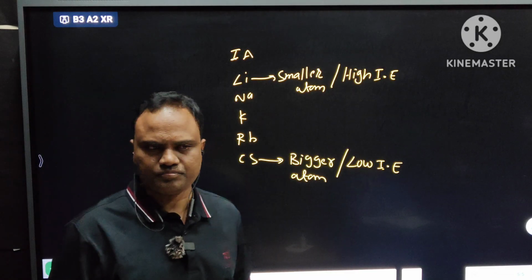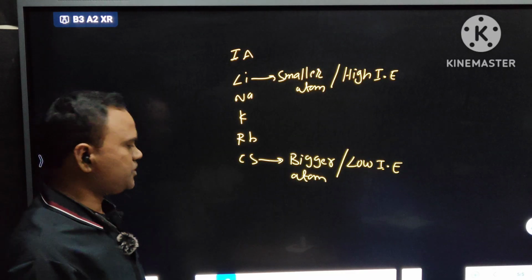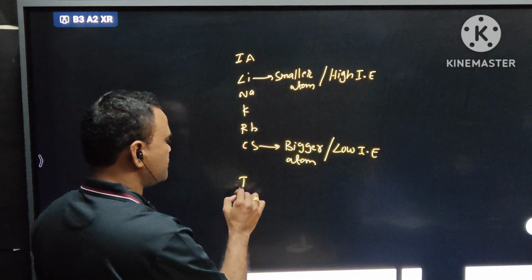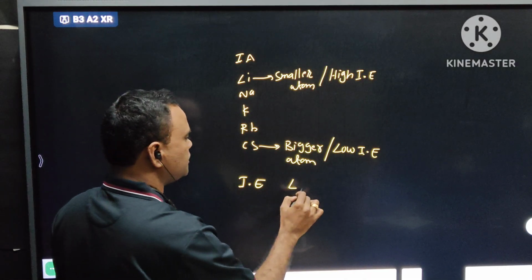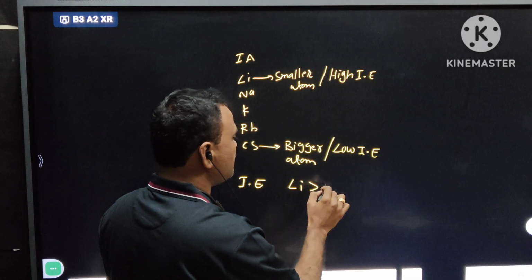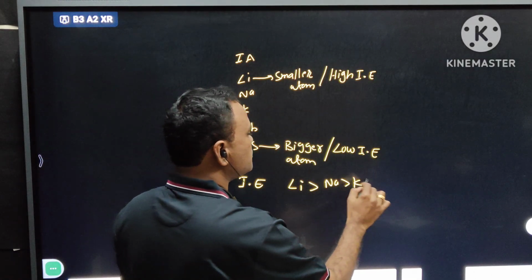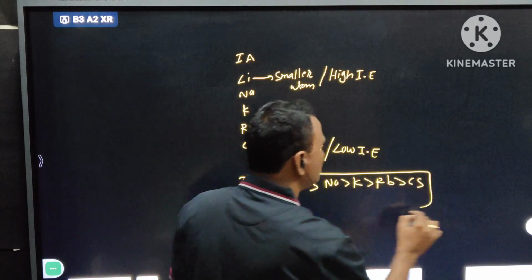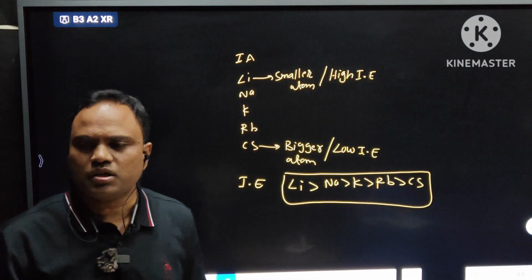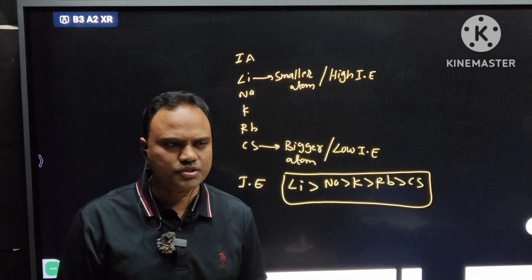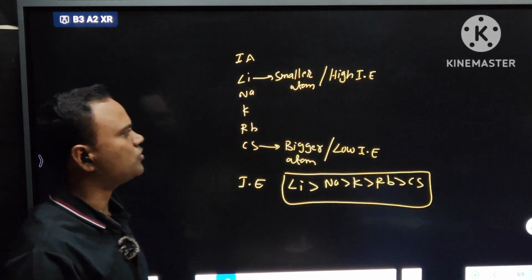Right? What is the ionization energy order for the first A group elements? Lithium is greater or smaller? Lithium is greater than sodium, potassium, rubidium and cesium. Cesium has a low ionization energy because of its large radius. Right? Okay.